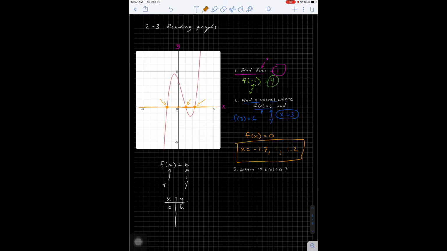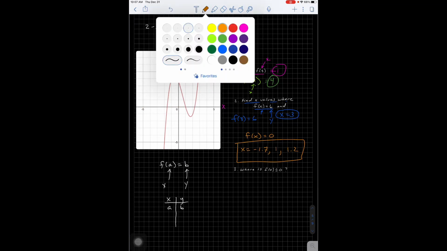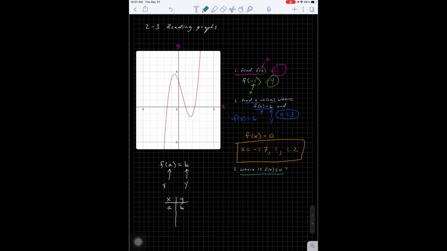Okay, now this problem, where is f of x less than 0? So again, this 0's in the y position.